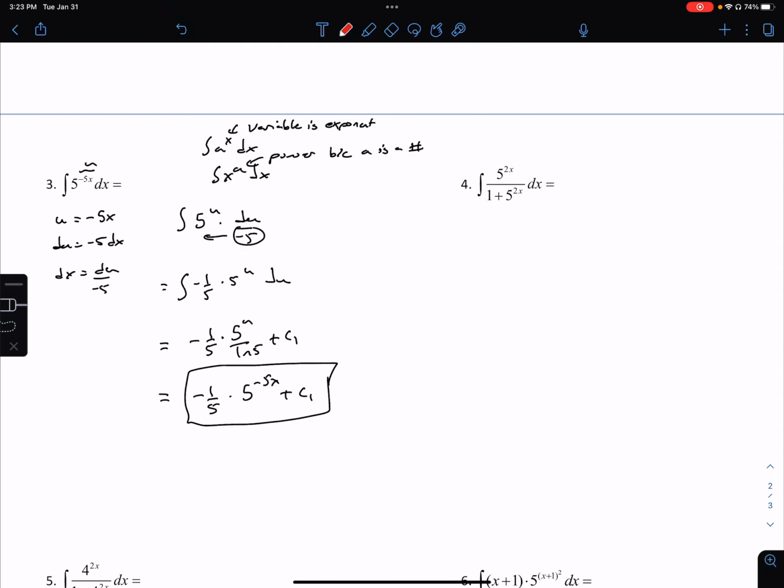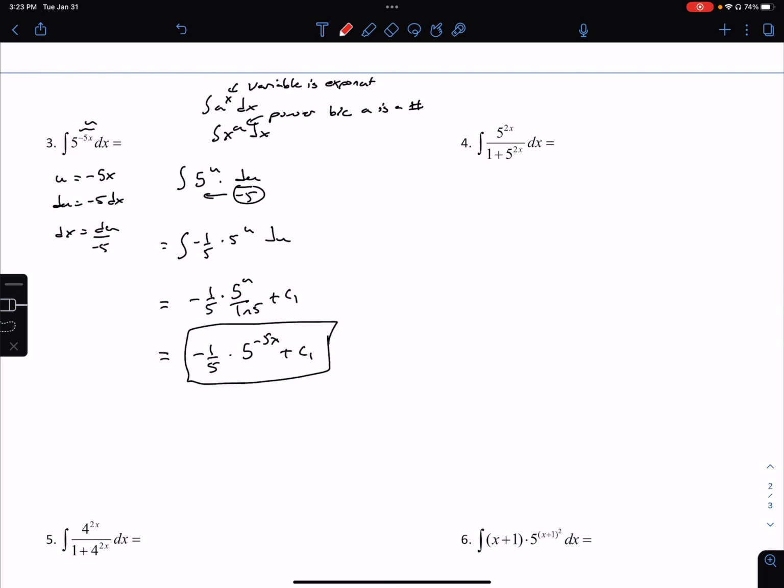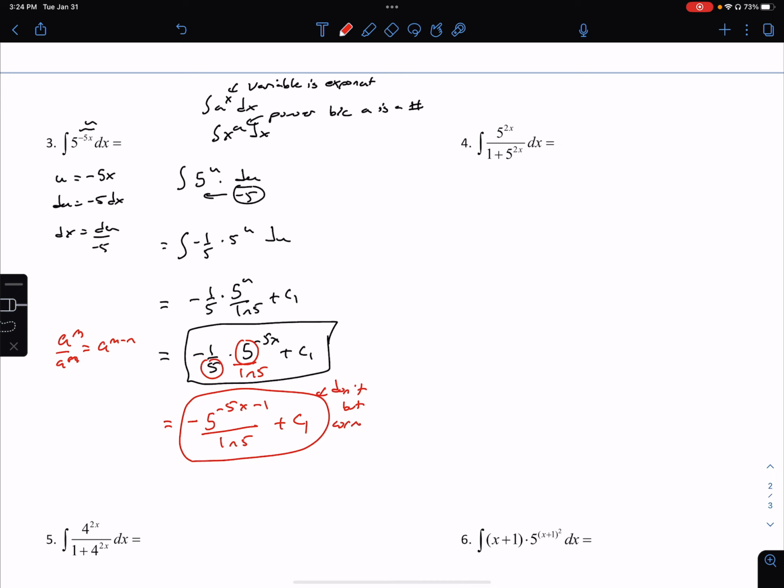Okay? Do not do this. I am a trained professional, okay? You can get hurt. These are the same base. Well, we know from Algebra 1, if I have the same bases, I can subtract my exponents. So I could also write this as negative 5 to the negative 5x minus 1, because that's just 5 to the 1, over natural log of 5 plus c1. I can subtract the power. I could write it this way, but do me a favor, don't. It is correct, but it's just a lot more work, okay? Because I have my same bases, I just use my Algebra 1 property there.